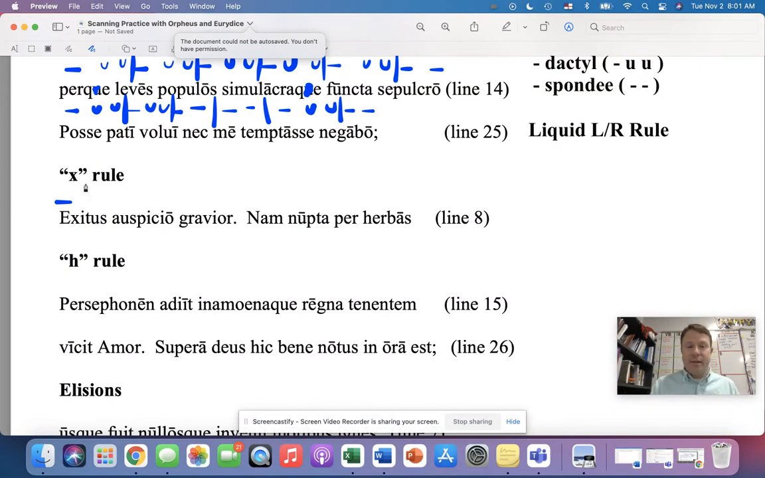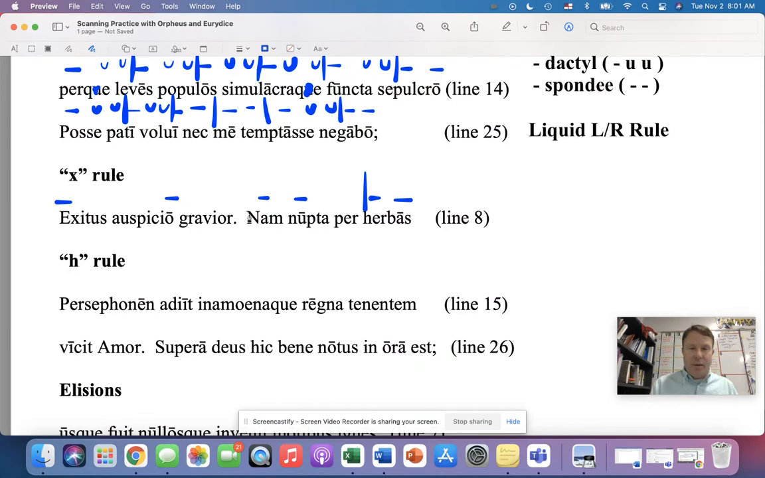Now remember, here's our rules, right? It's long if it's got a macron. So I know that's long. I know this is long right here. And if it's in front of two consonants, so there's an M, there's an N. Now here's an R and a B. Now remember, that's a liquid L or R rule, so that actually could be long or short. Now remember, the last line of dactylic hexameter is always going to be just bum. So I know that that's going to be long. That's a piece of cake.